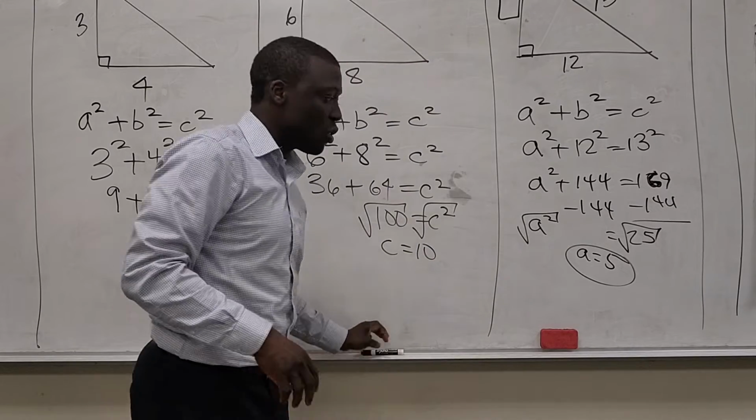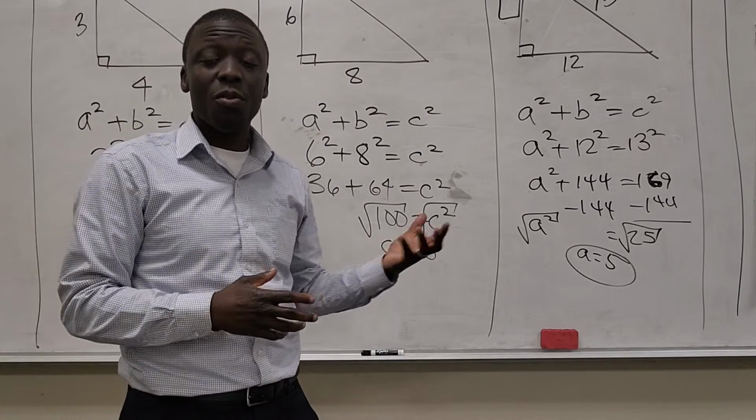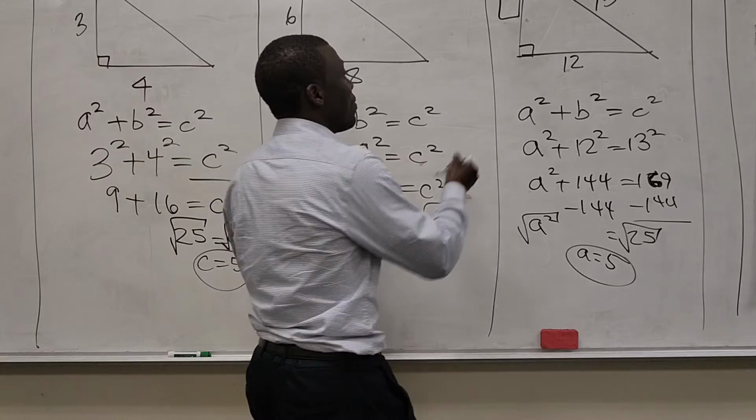So that's how we solve this problem using Pythagoras' theorem to find the unknown side, which is 5 here.